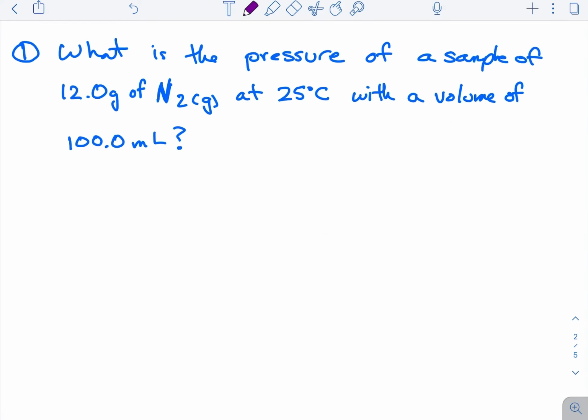So let's work a practice problem. What is the pressure of a sample of 12 grams of nitrogen at 25 Celsius with a volume of 100 milliliters? All right, so we're going to first off use the ideal gas law, PV equals nRT, and it helps a lot to just go through the problem and see what we have.